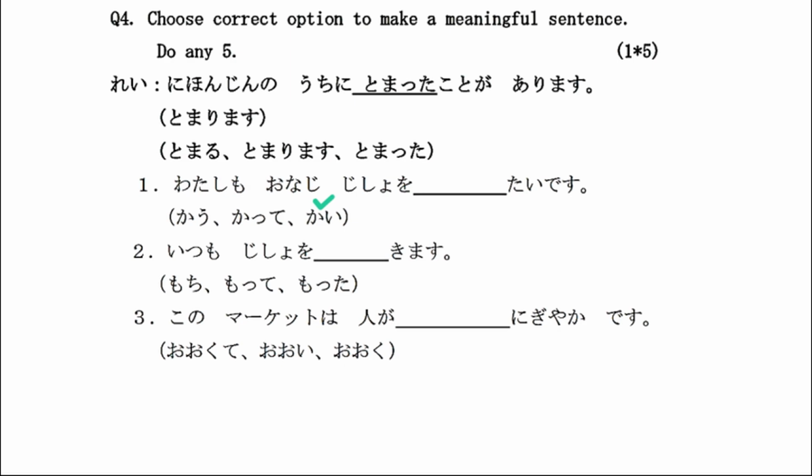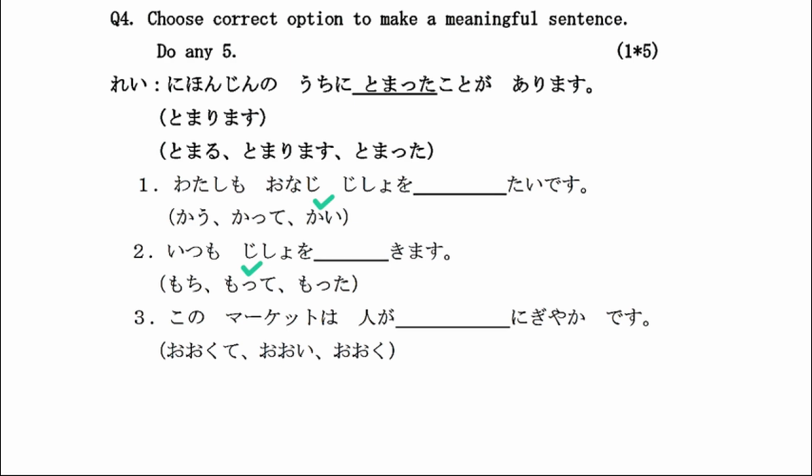Let us see the second sentence. From the options you can make out that the verb is mochimasu, which means to hold or carry. And since it has to join the verb kimasu, which is at the end, we have to use the te form. And the te form of mochimasu is motte. So the correct option will be motte, and the sentence will become Itsumo jisho motte kimasu.